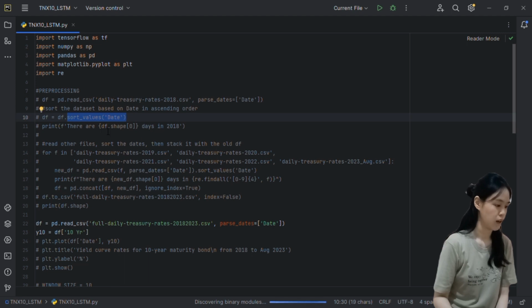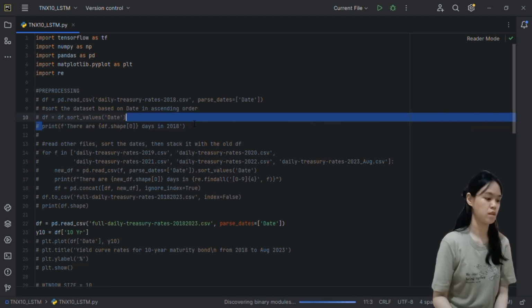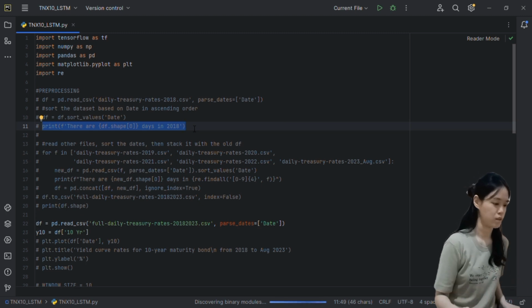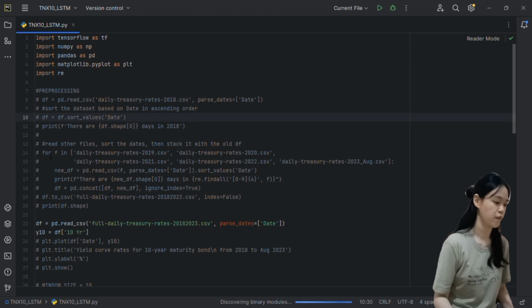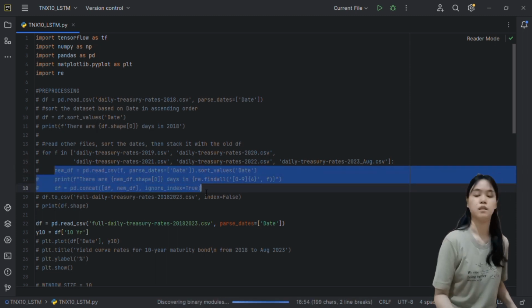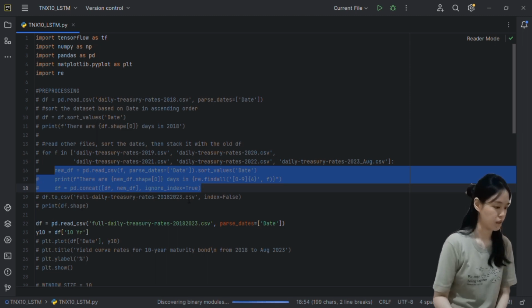And then I print here just to tell us, so we can know for sure how many business days there are in 2018. Okay, and then for the other files, I would put them in the for loop so that we would repeat some of the routines several times.